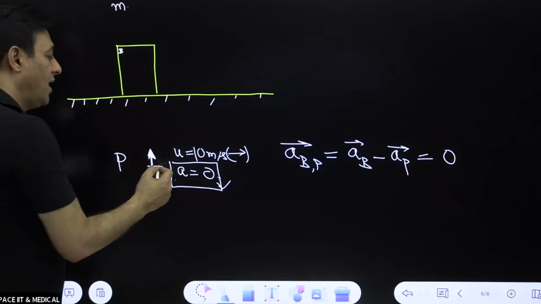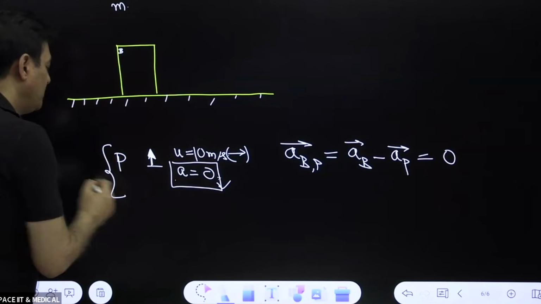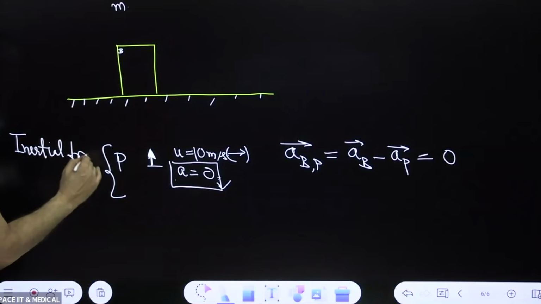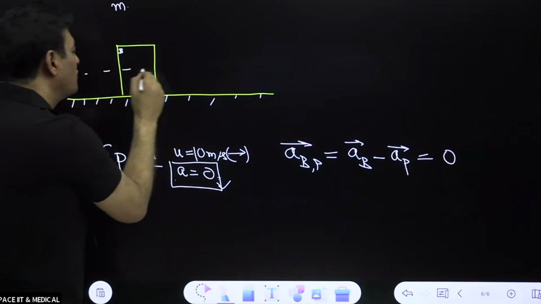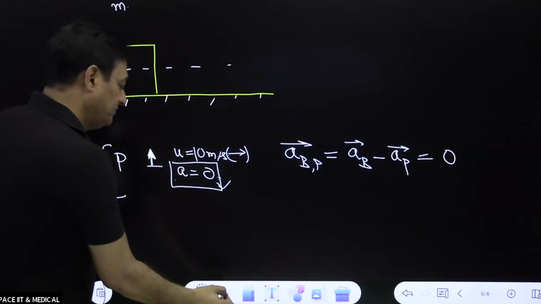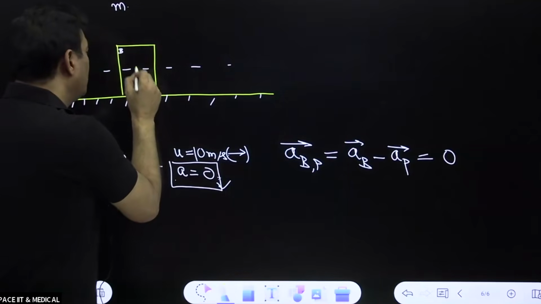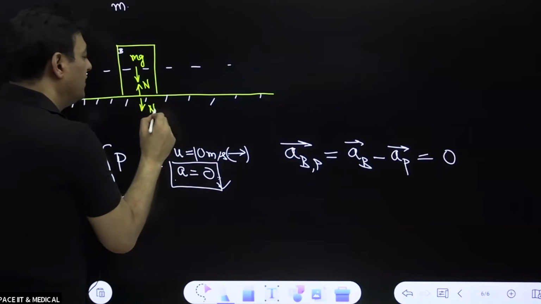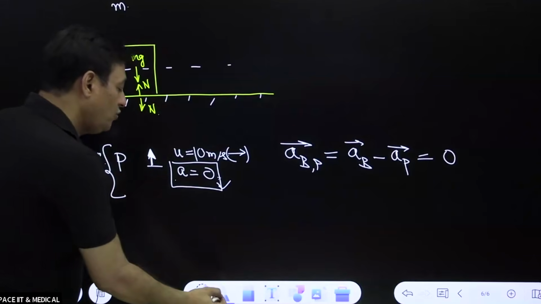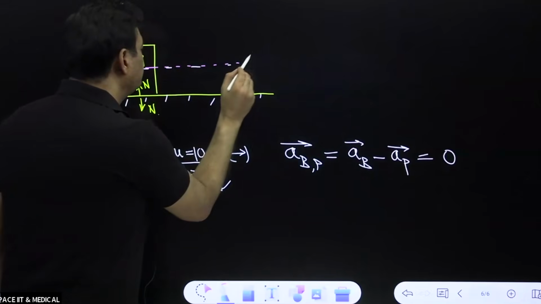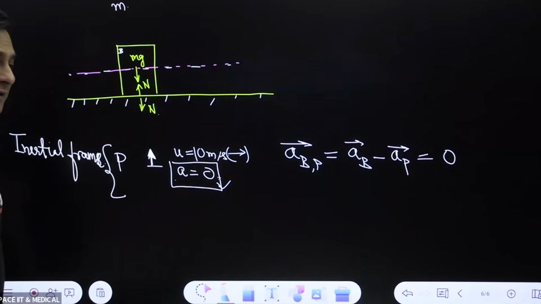Now, such frames where acceleration is 0 are called inertial frames. In this frame, what is the net horizontal force acting on this body? mg is acting vertically downwards, and the normal reaction, the contact force, is acting vertically upwards. It is exerting a normal reaction on the table. What is the force acting on this body in the horizontal direction? Is any force acting on this block in this direction? Tell me.